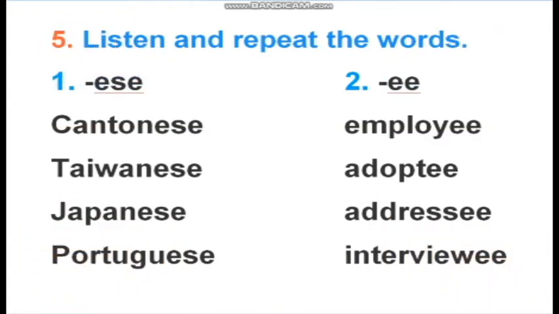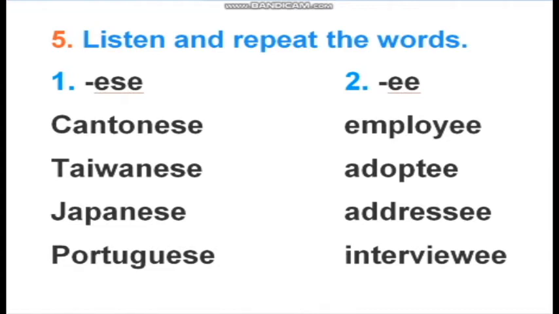5. Listen and repeat the words. Unit 8. Page 18. A closer look 1. Pronunciation. Activity 5. Listen and repeat the words.